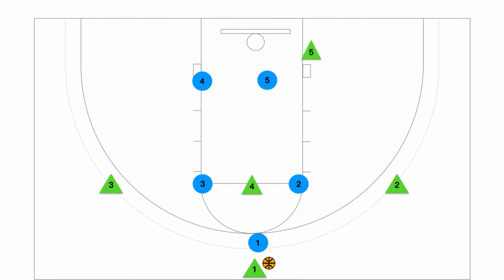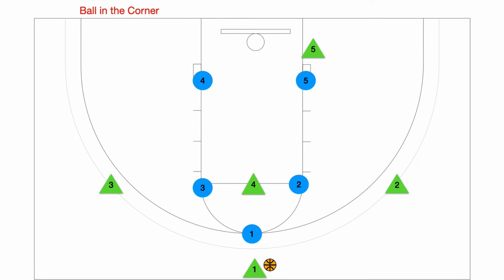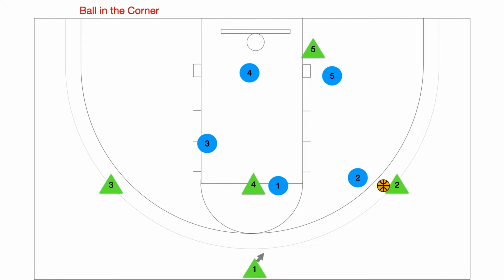Now resetting, let's talk about when the ball goes to the corner. In this scenario, we're going to send our top offensive player to the corner. When the ball is in the corner, it is the ball side post defender's responsibility to close out. The post player needs to close out with high hands and take away the baseline. If the offensive player drives, we want them driving into the middle of our zone. This is because we want the player to drive to where there is help side defense.